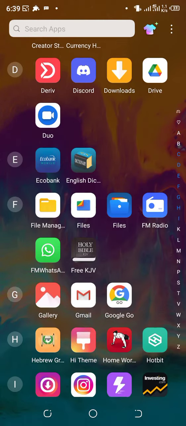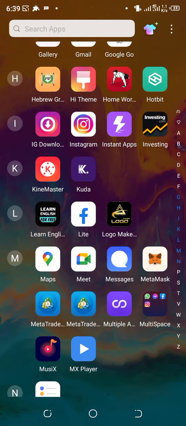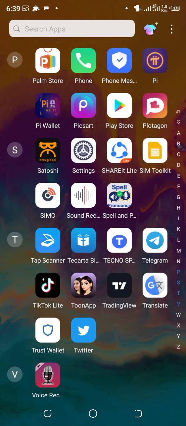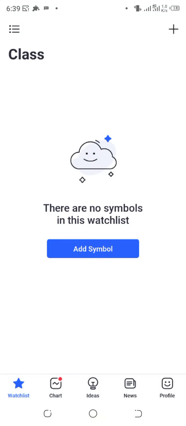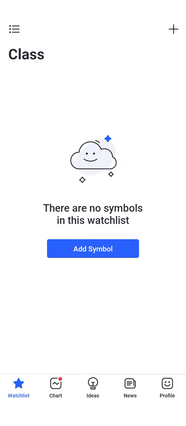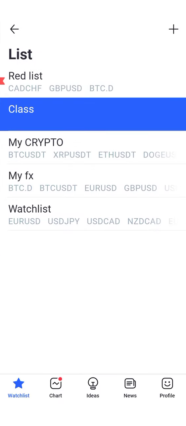Okay guys, I'm going to be showing you how to use the TradingView app to analyze the market on a mobile phone. So this is the TradingView app. I'm going to be starting with, okay, let me create a watchlist because I have so many watchlists. I just created this one here.